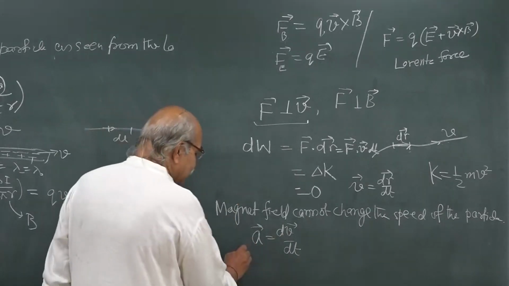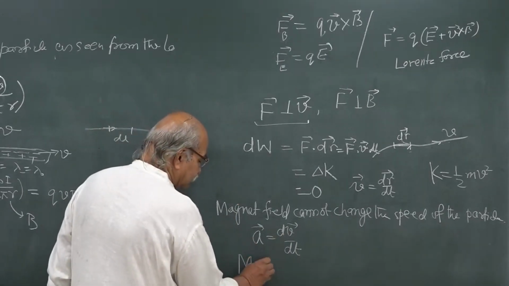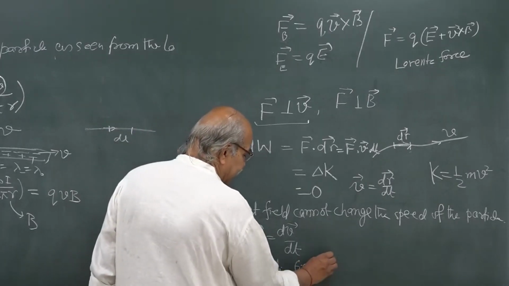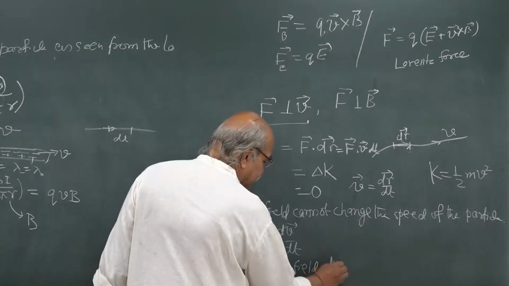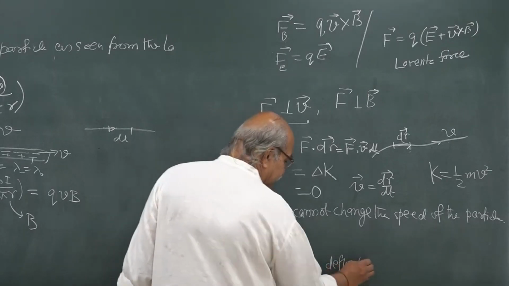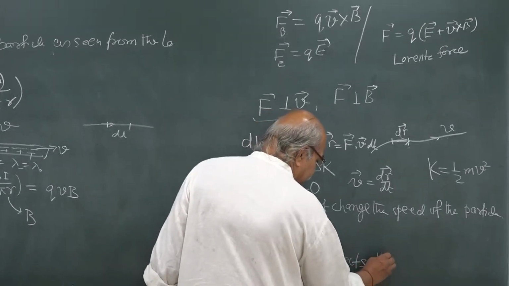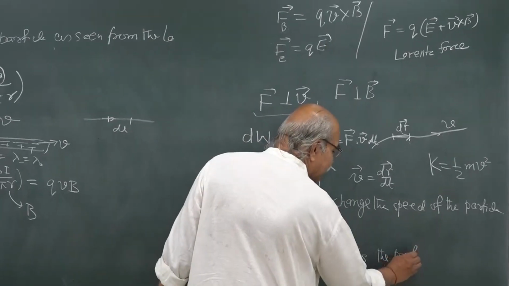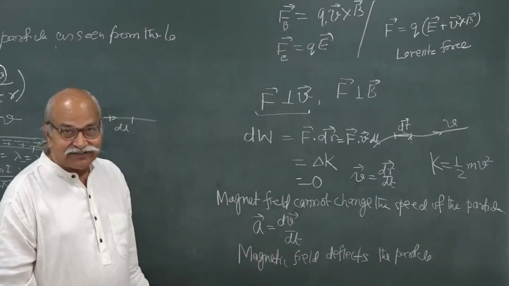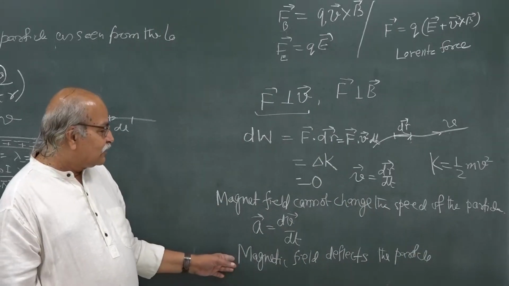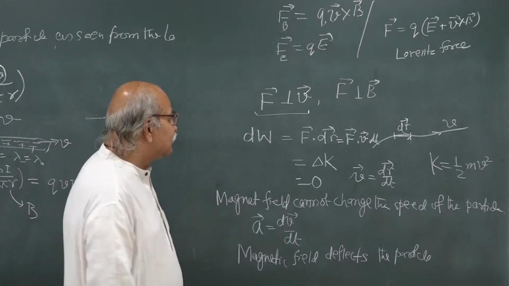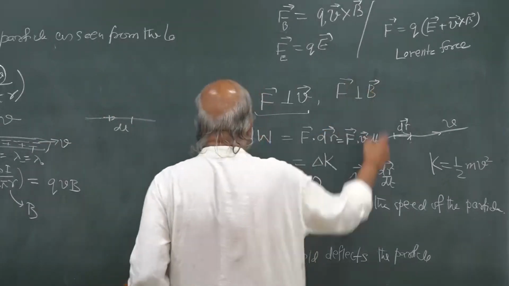So, magnetic fields change or deflect, magnetic field deflects the particle. Deflects means it is going in certain direction and the direction changes, it deflects from its path. So, magnetic field can do that, but it cannot change the speed. Now, the other thing is this force is perpendicular to B.